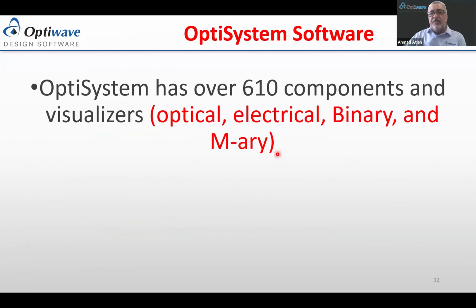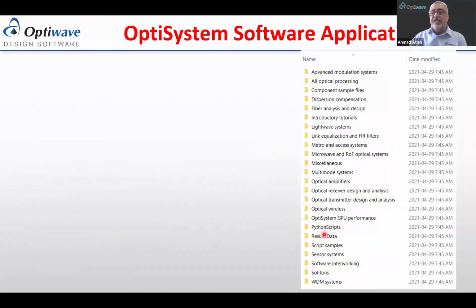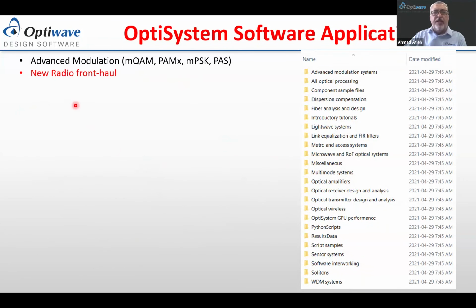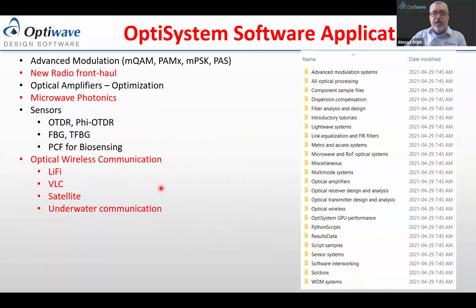Now, OptiSystem software, as I mentioned, we have over 610 components and lots of visualizers. And the other part of OptiSystem is the example library. We have over 1,000 examples, and these examples are categorized in different categories depending on the application. So we support applications for advanced modulation, for radio front haul, for optical amplifiers and optimization, for microwave photonics, sensors, different types of PON, OTDR, photonic crystal fiber for biosensing, optical wireless, which supports different types of channels, Li-Fi, visible light communications, and so on.